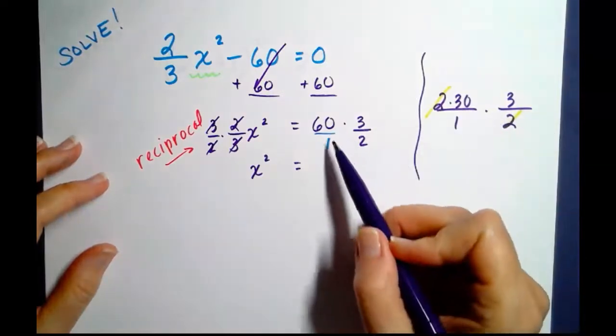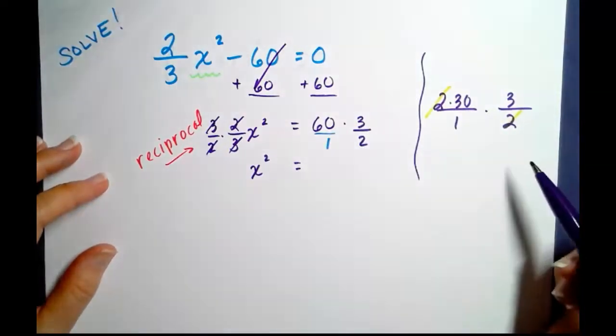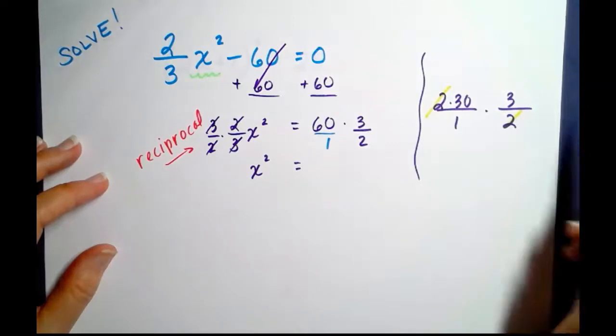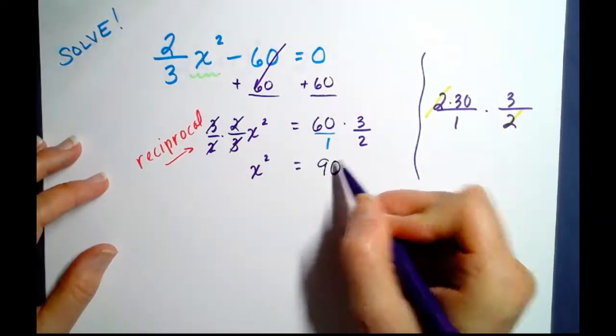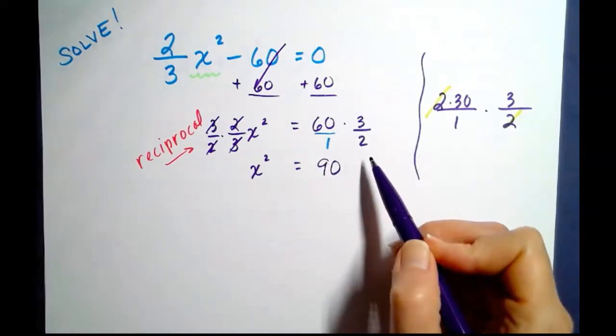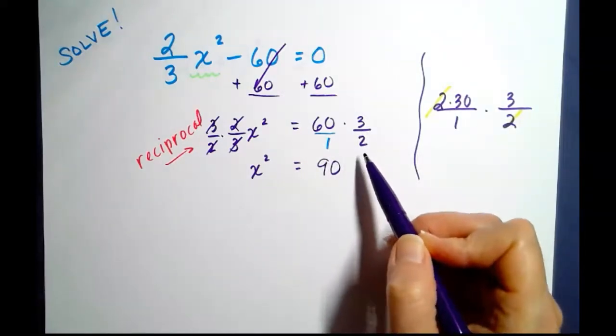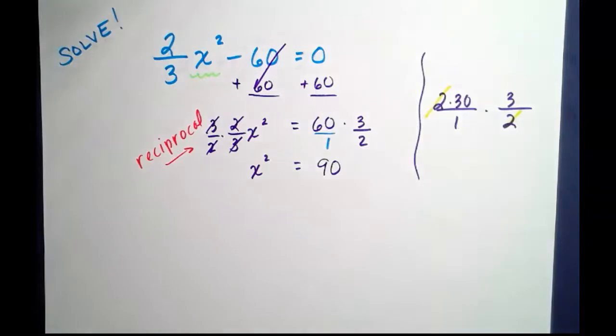So 60 over 1 times 3 over 2, when we cancel those 2's, we're left with 30 times 3. 30 times 3 is 90. 60 times 3/2 is 90. Remember, 3/2 is the same as 1 1/2. So 60 times 1 is 60. 60 times 1/2 is 30. So 60 times 1 1/2 is 60 plus 30, 90.